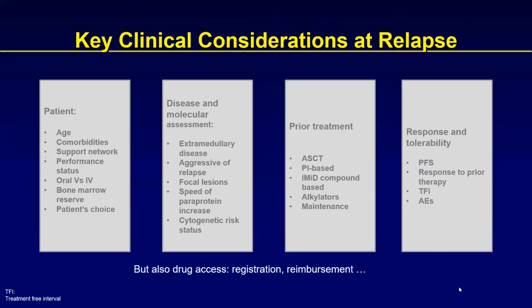Here we can see the key clinical considerations at relapse. We have to look at the patient for certain things as written down, as well as disease and molecular assessment. Then prior treatment, whether autologous stem cell transplantation, proteasome-based, IMiD compound-based, or alkylator, whether the patient had maintenance or not, and response and tolerability with progression-free survival, response to prior therapy, and so on, adverse events.